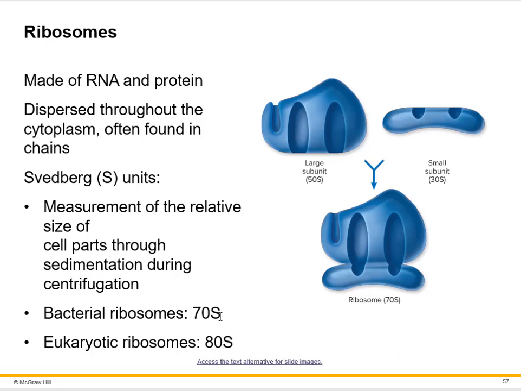And so the bacterial ribosomes are 70S when they're together. When the two subunits are together, the large subunit is a 50S subunit and the small is a 30S subunit. And when they come together, they will centrifuge at a 70S sedimentation. Where the eukaryotic cells have ribosomes of 80S when they're together, and the large subunit is 60 and the small unit is 40.